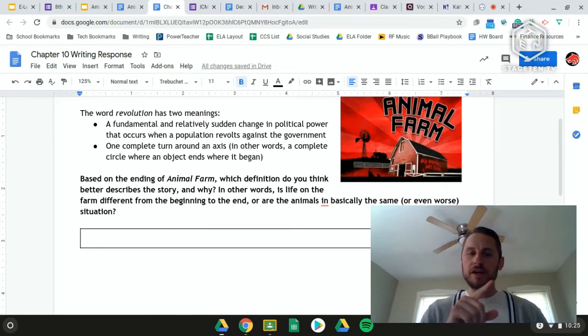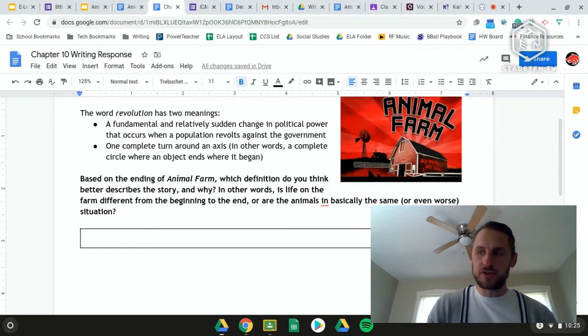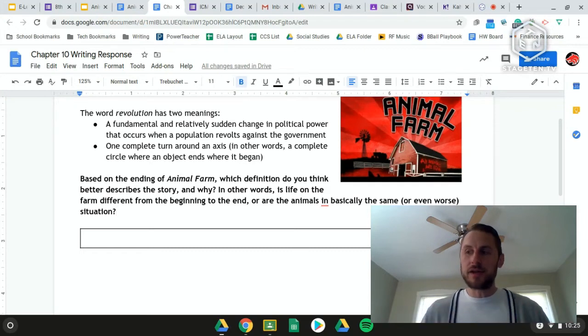Or do you feel like it's more about the story that ends basically the same place where it began? Is life on the farm for the animals different in the beginning of the story and the end of the story? Or is it basically the same or even worse? So you can take it either way, and you can explain it however you want.